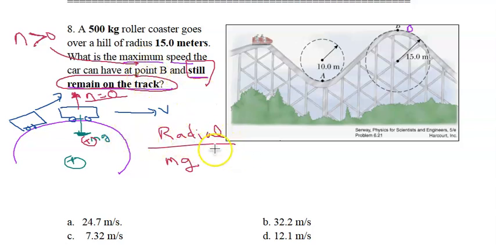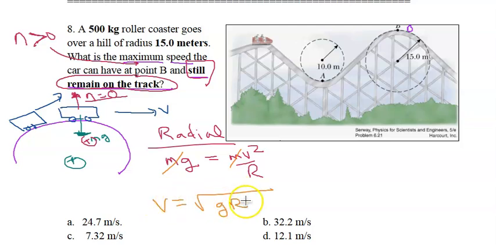Okay, so radially, it's mg equals mv squared over r, and actually, technically, it does not matter what the mass of the coaster is. All of the coasters would fall off going that speed. And so the speed is the square root of gr. If you do enough of these problems, you will see this equation over and over again. Please don't memorize it, because I want you to know where it comes from and derive it on the test.